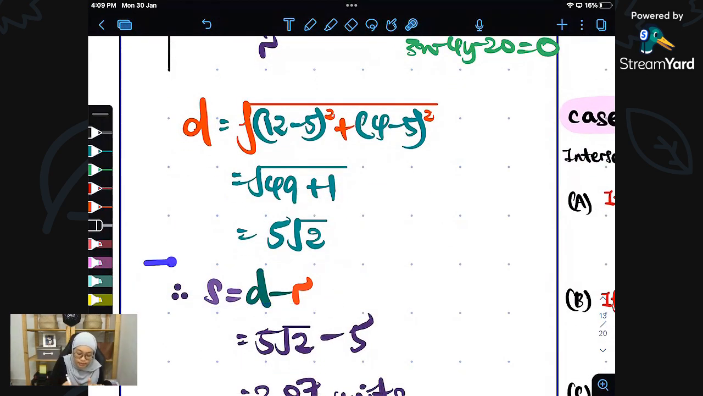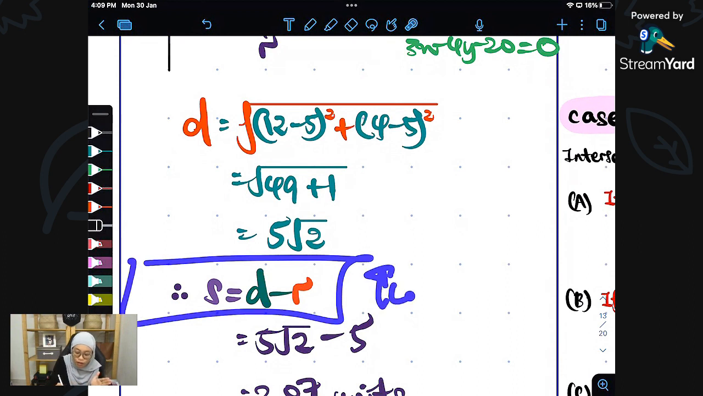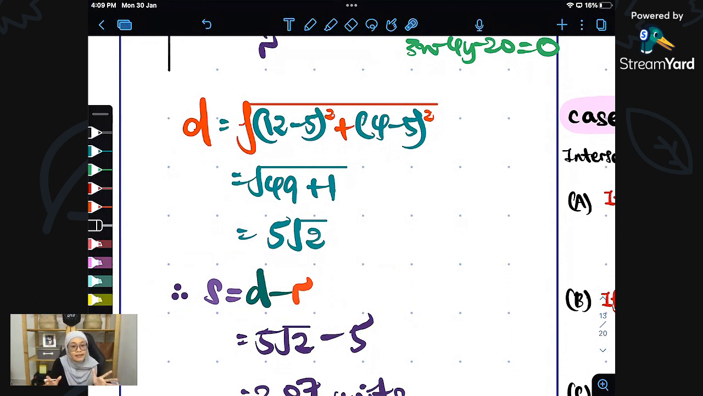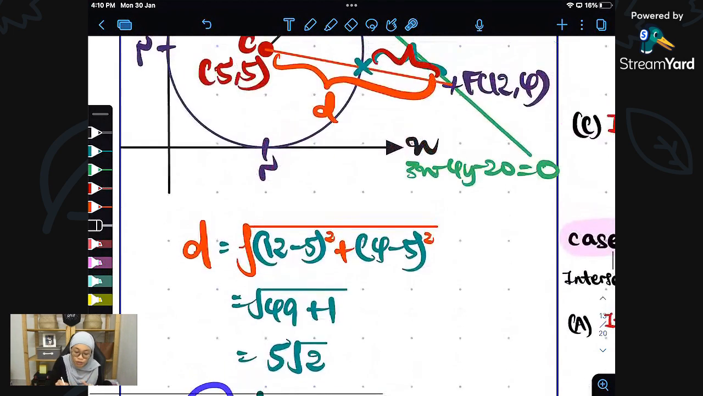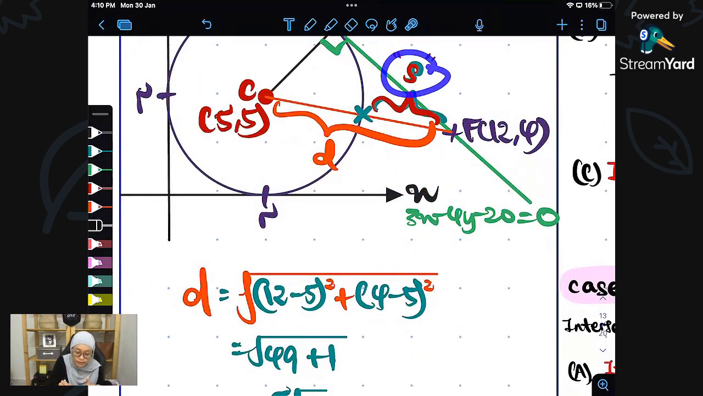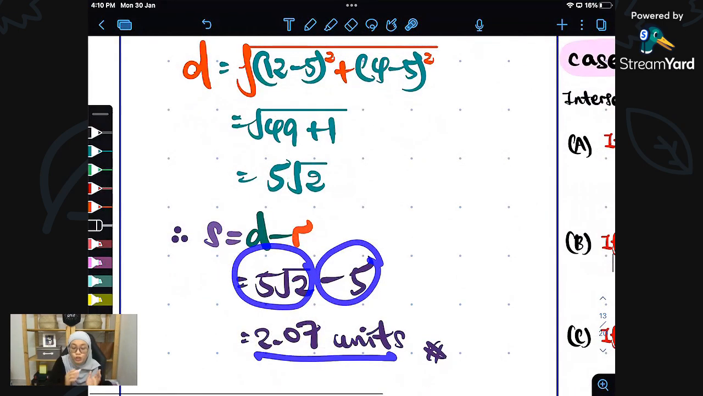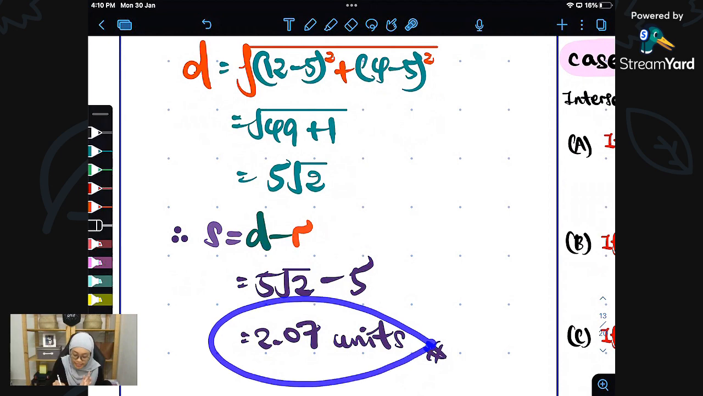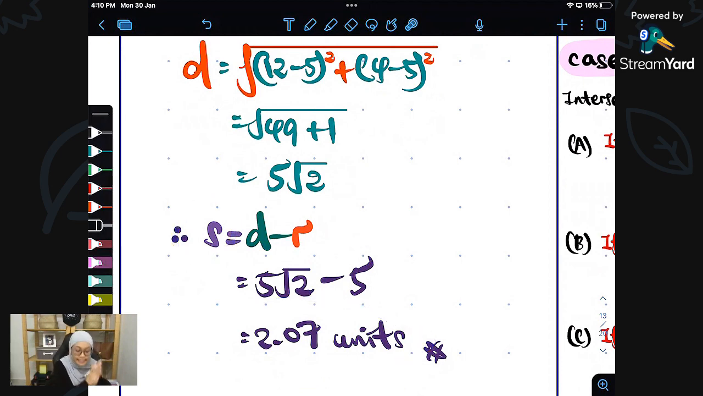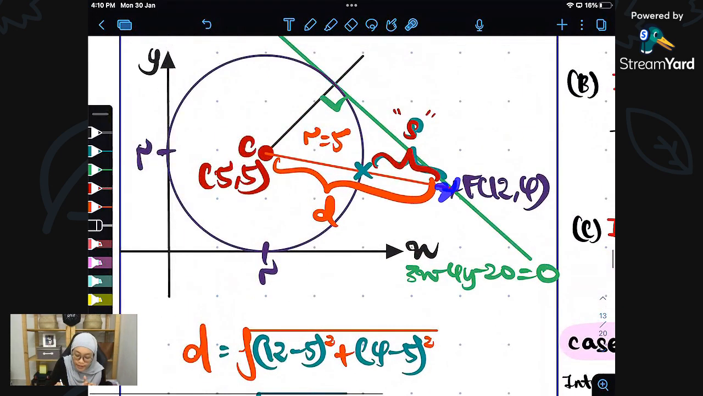This is just simple maths, a very mathematic concept, saying that to find the shortest distance is using the long distance here, minus the r, which we already know that the r is 5. So 5 square root 2 minus 5, we will get 2.07 units. So that is the shortest distance from the point F until the surface of the circle. That's it.